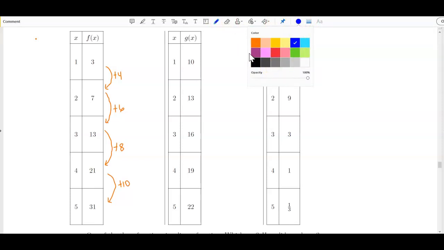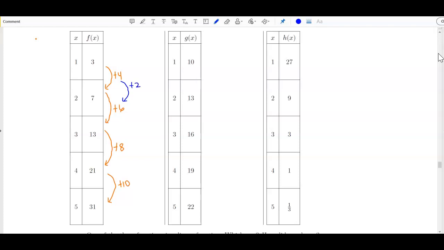So the first difference, from here to here, was increasing by 4, but now I want to look from here to here. If I look at this from 4 to 6, if I add 2, 4 plus 2 gives me 6. From here to here, 6 plus 2 gives me 8, and 8 plus 2 gives me 10. So on this one, the first difference wasn't the same, but my second difference is constant.